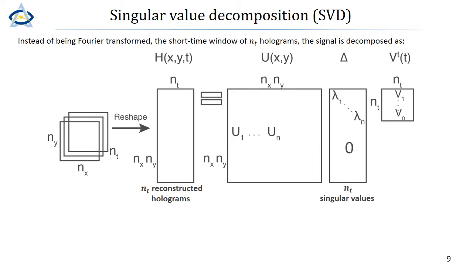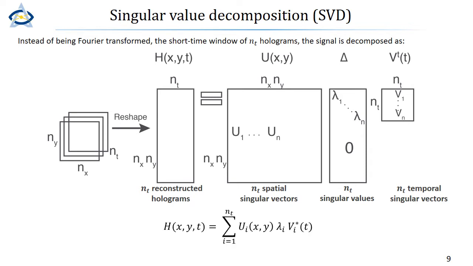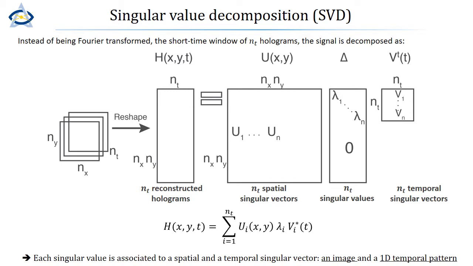In the matrix in the middle, these are the singular values, and each singular value is associated with one spatial singular vector and one temporal singular vector. And now the original matrix is written as the summation of terms, and each of these terms is determined by the product of a 1D temporal pattern by an image, which is the spatial singular vector, weighted by a singular value. And this allows contributions that have a very specific spatial pattern to be isolated in a singular value. So it decomposes and isolates the singularities.